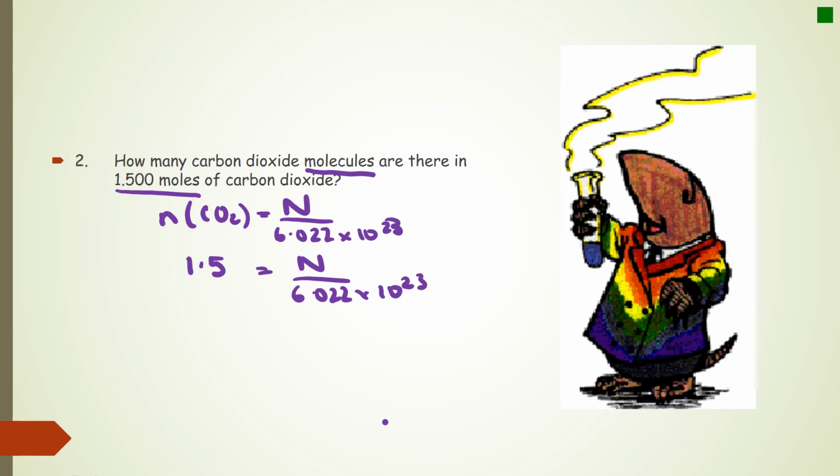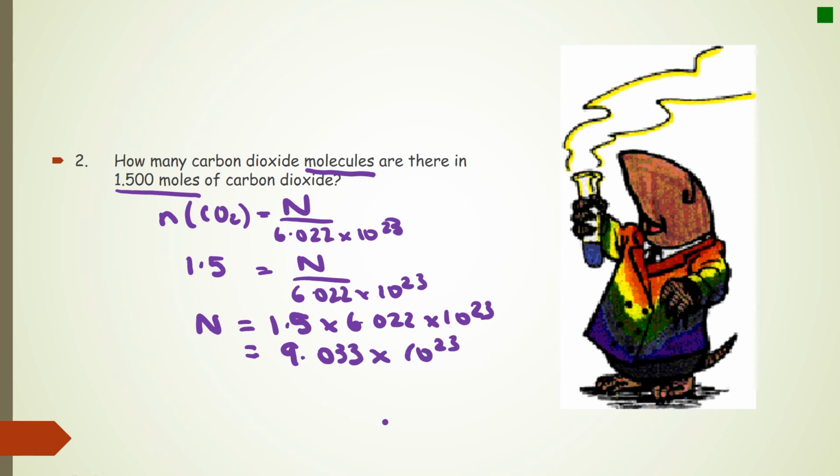The next step is to rearrange the formula. Big N is equal to 1.5 times 6.022 by 10 to the 23. And this comes out to 9.033 by 10 to the 23 molecules. Now, we had 1, 2, 3, 4 significant figures here, and I've given my answer to 4 significant figures as well.